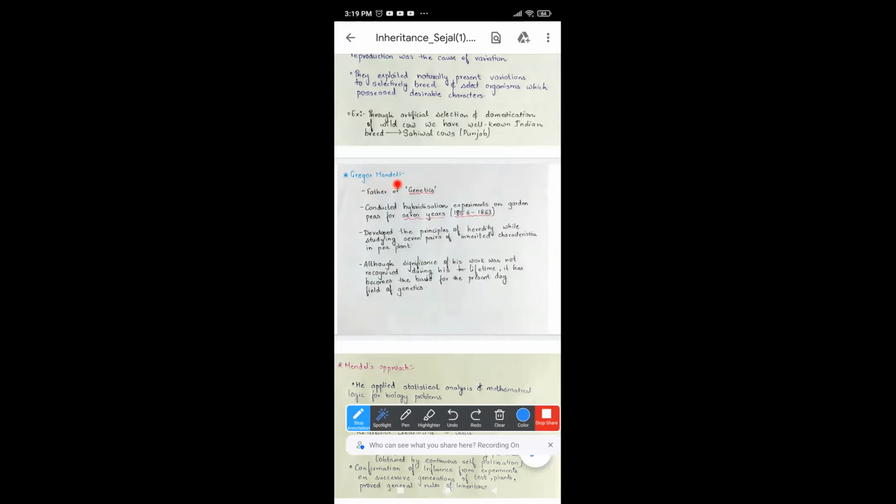Gregor Mendel was the father of genetics. He basically derived the first theories about genetics that we have. He conducted hybridization experiments on garden peas for 7 years, from 1856 to 1863. He developed the principles of heredity while studying 7 pairs of inherited characteristics in pea plants. He developed the principles of heredity that we study.